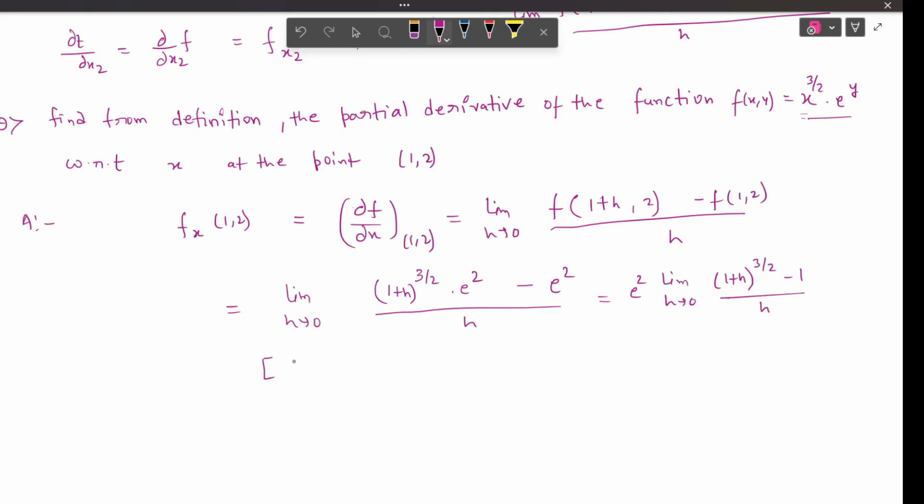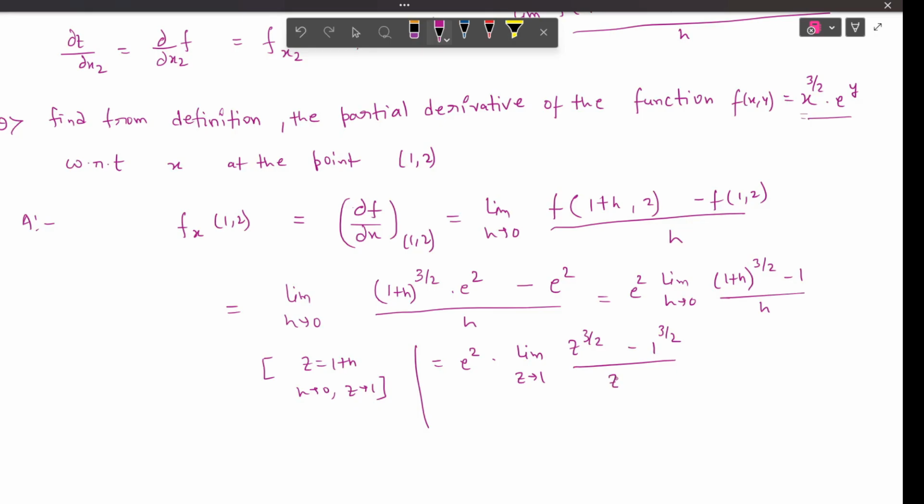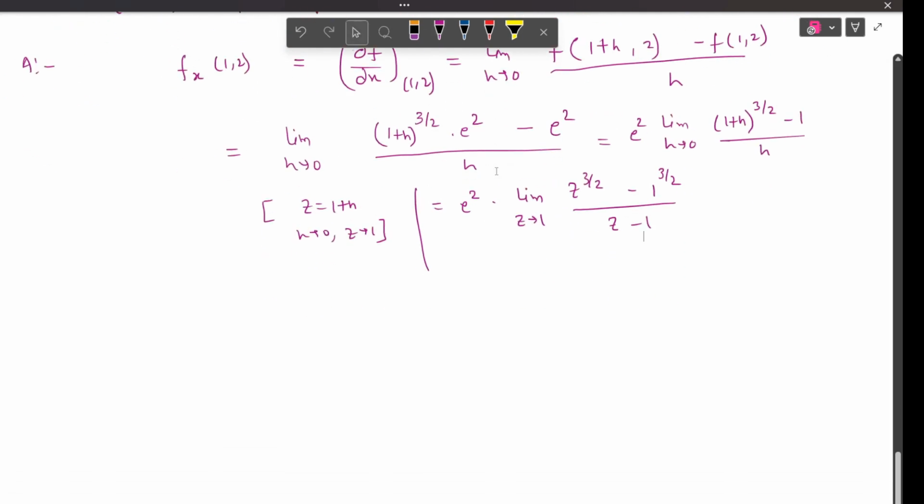So let us put z equals 1 plus h. If h tends to 0, z will tend to 1. So we can say that this limit is e to the power 2, limit z tending to 1, z to the power 3 by 2, and we can write 1 as 1 to the power 3 by 2, upon z minus 1, since h is z minus 1. So this is our exponent formula.